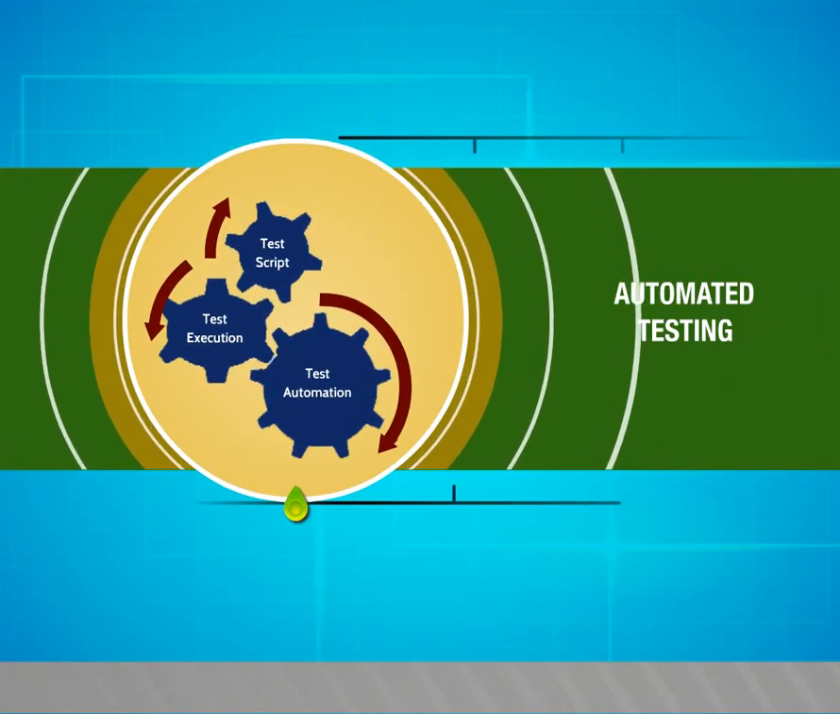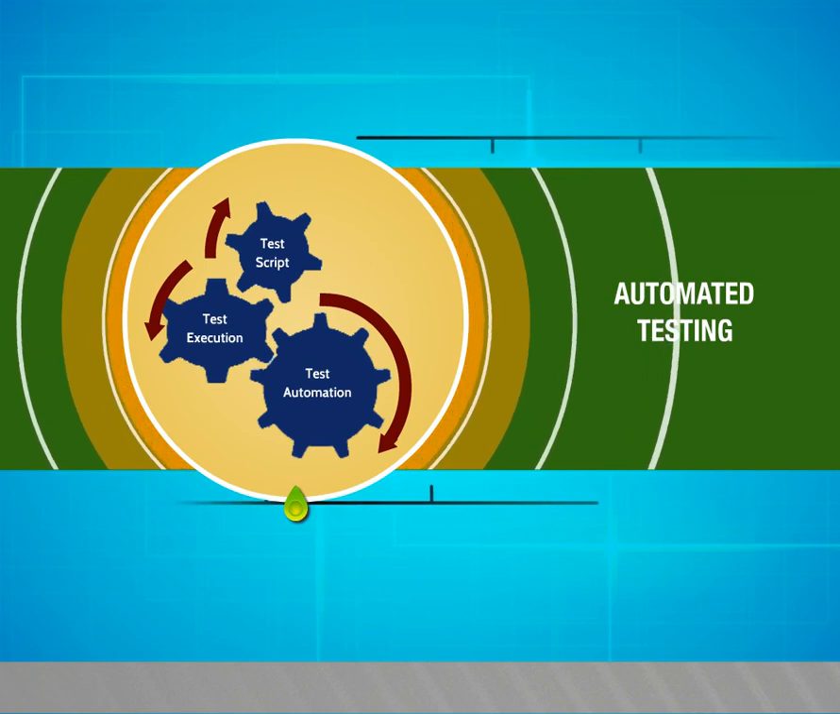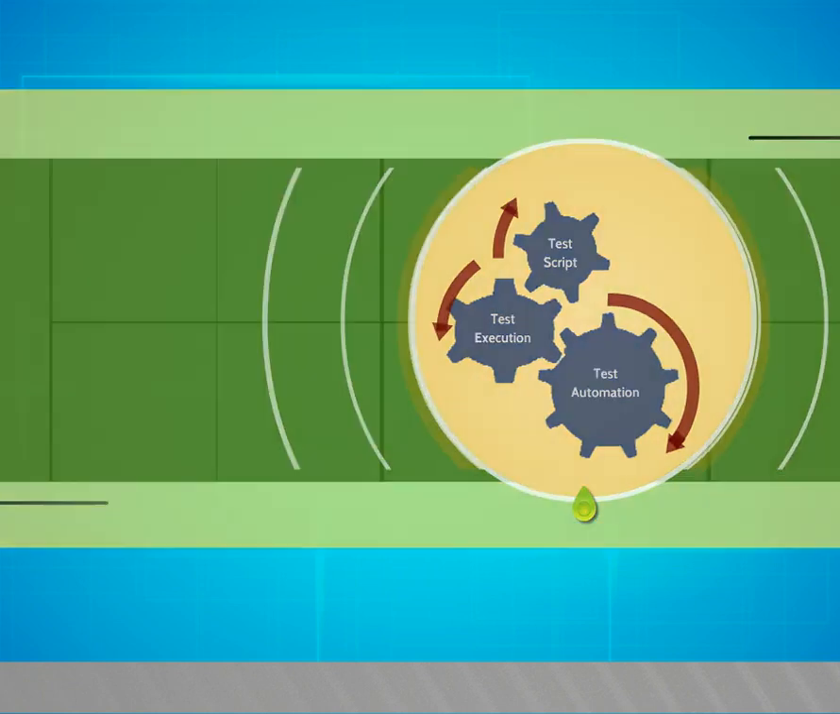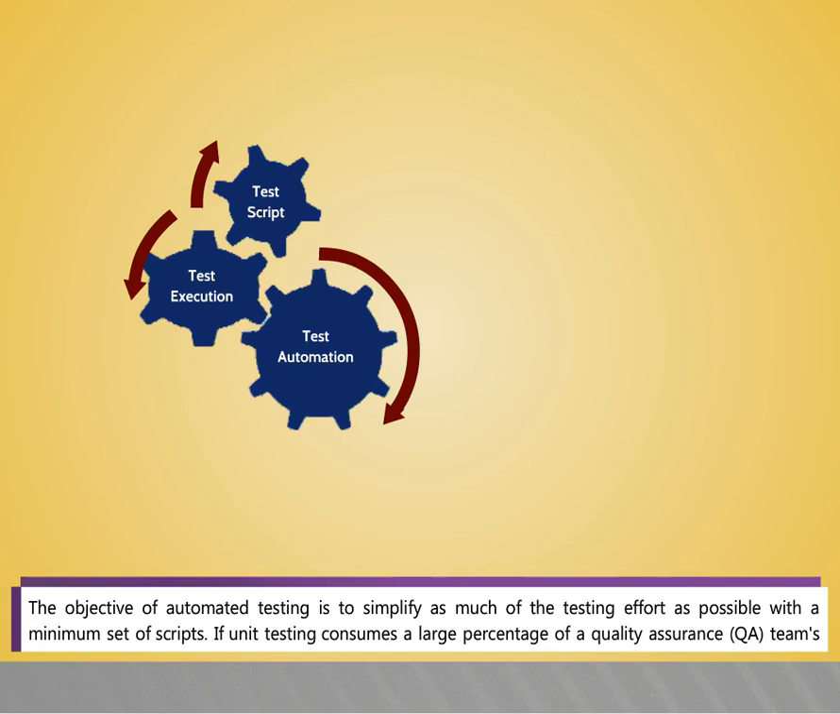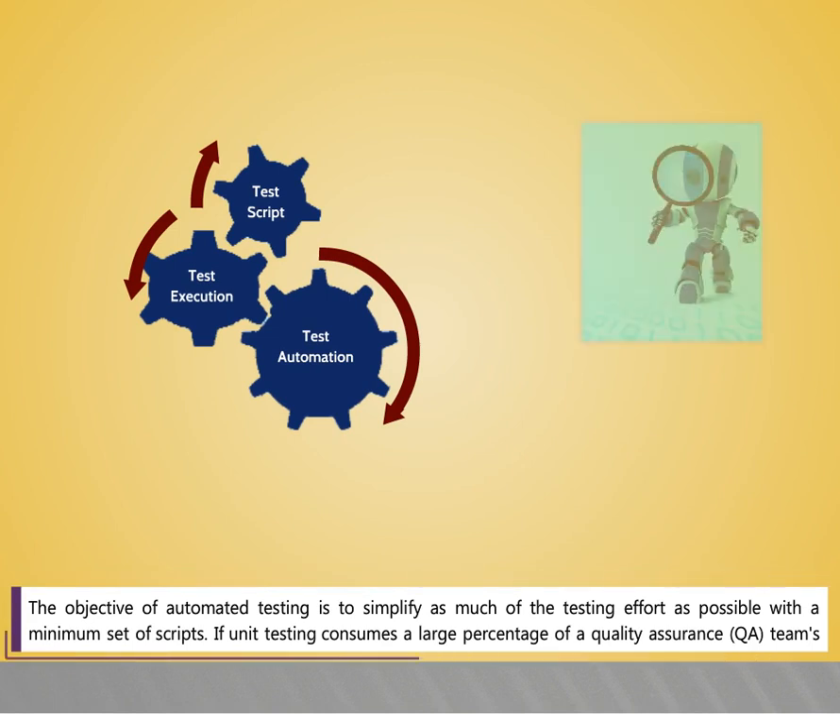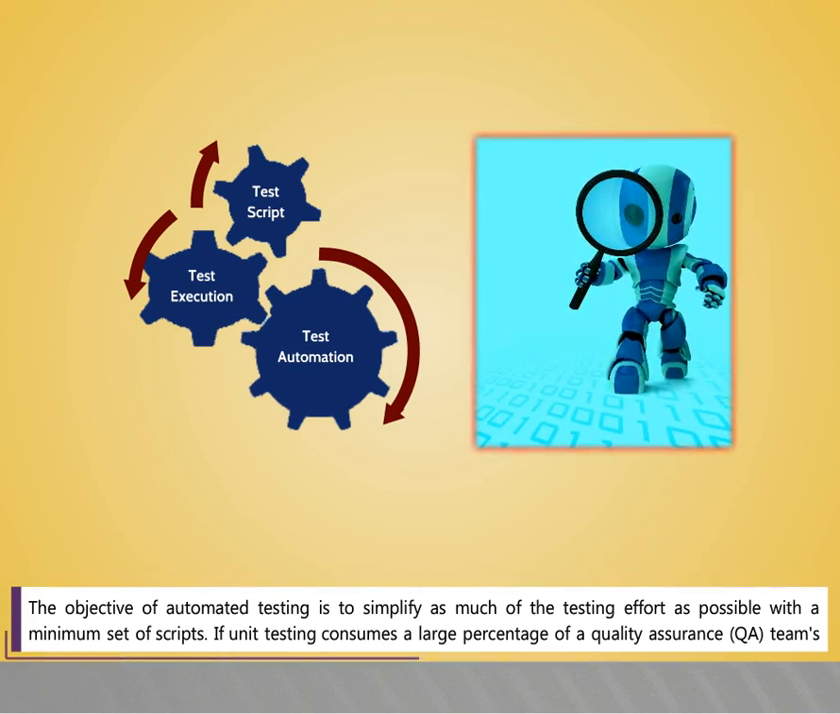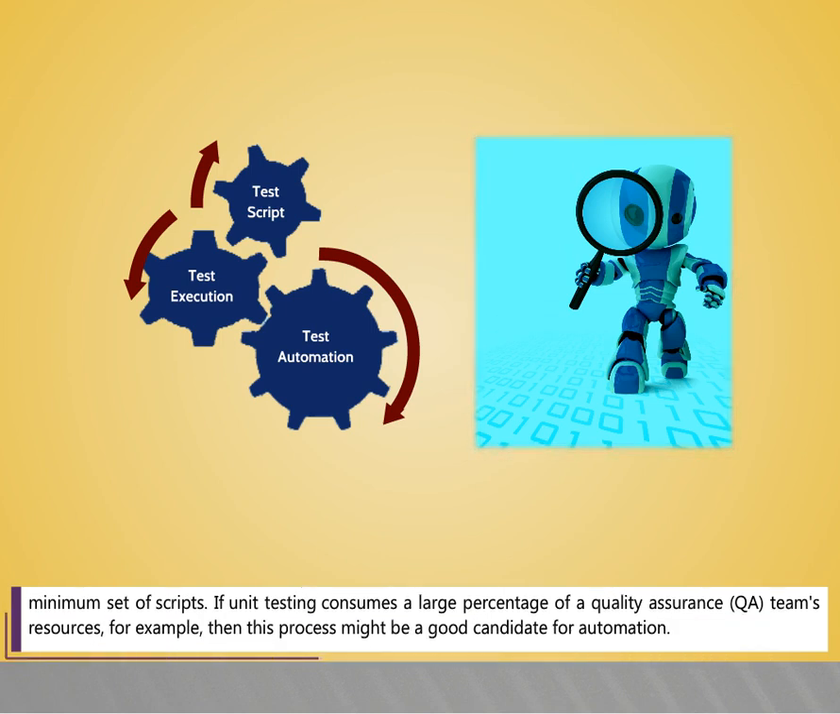Automated testing. In this video, we are going to see about automated testing. The objective of automated testing is to simplify as much of the testing effort as possible with a minimum set of scripts. If unit testing consumes a large percentage of quality assurance, that is QA team's resources, for example, then this process might be a good candidate for automation.